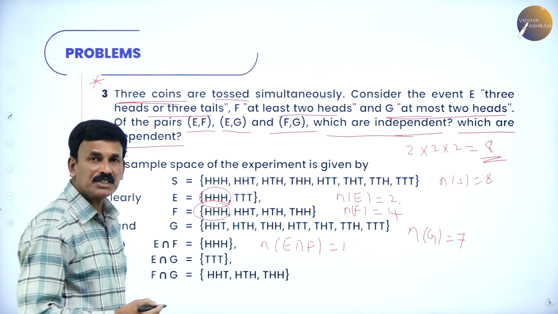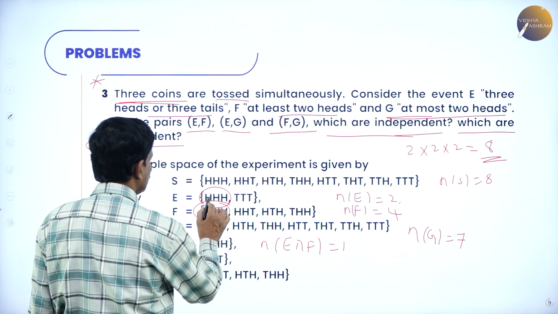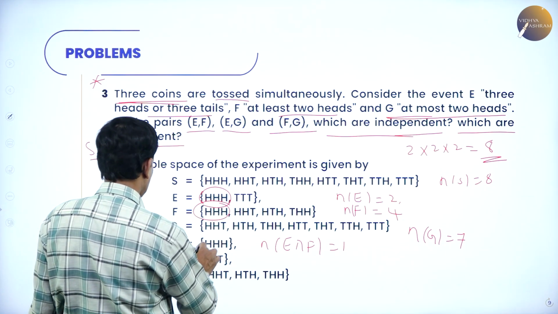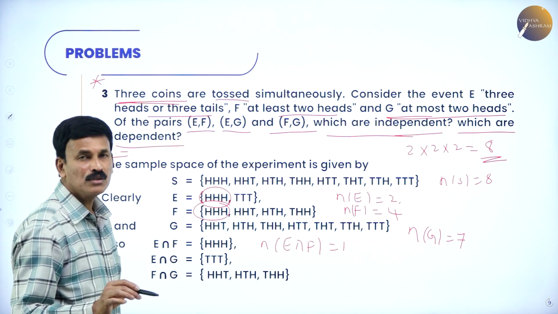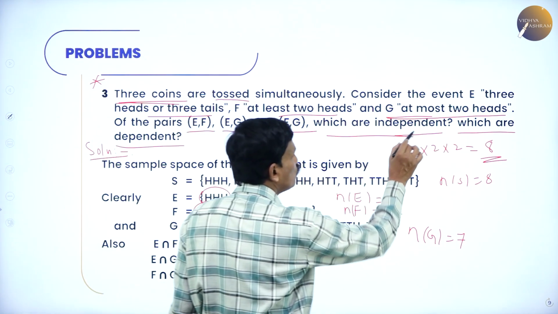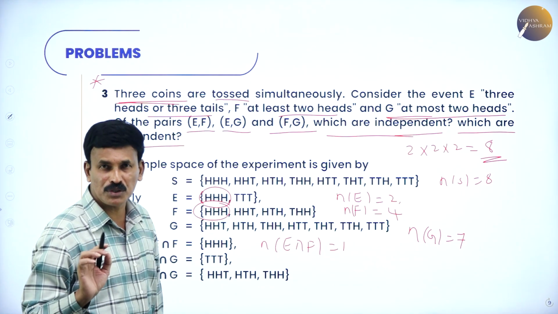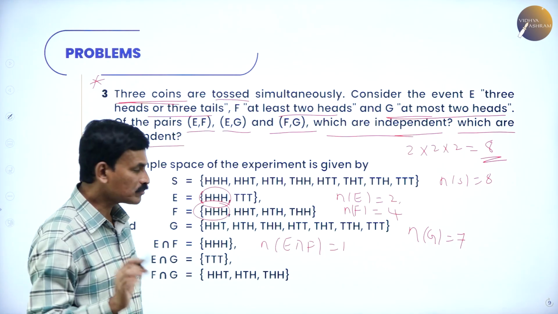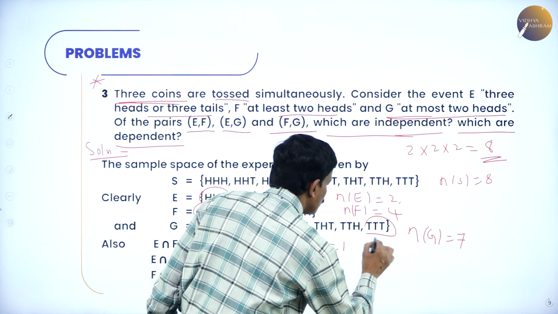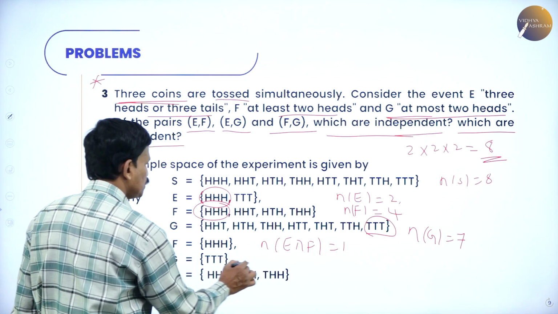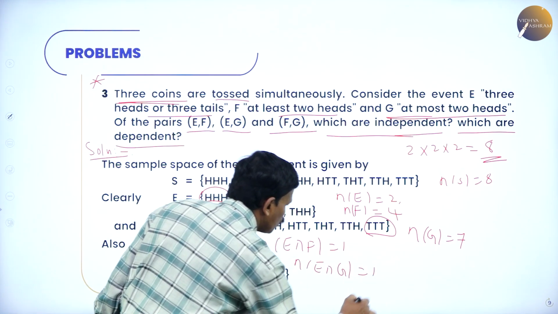Similarly, the intersection of E and G. E contains HHH, whereas G doesn't contain all heads, because the condition is at most two heads, maximum two heads. There should not be more than two. So the common element is TTT. So N of E intersection G is equal to 1.